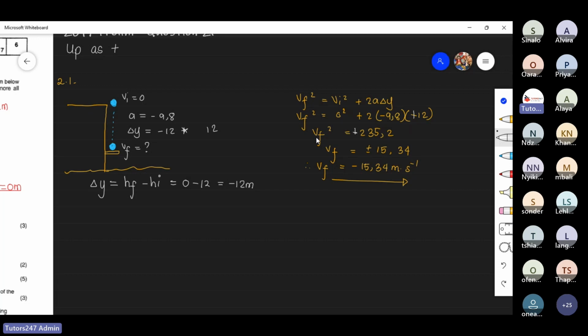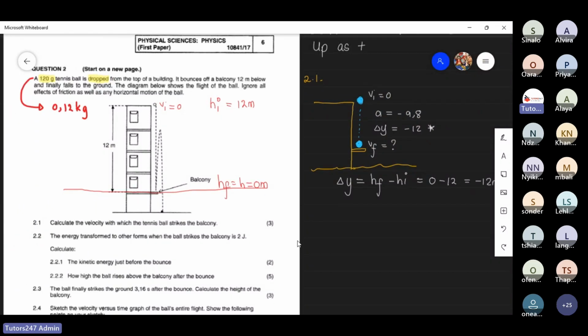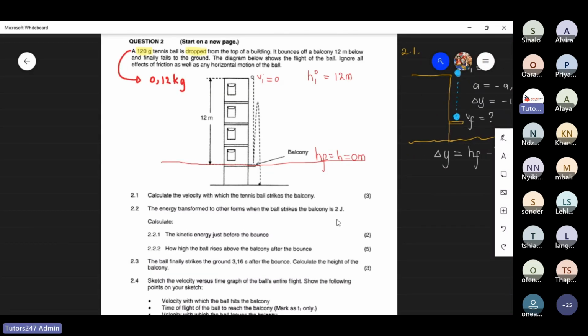But I would recommend taking a step back before you write your exam, going and learning how to find the displacement within vertical projectile motion. It will make your calculations a lot easier, and it will remove your doubt whenever you are doing questions. So let us move on to the next one. So we've got question 2.2. The energy transformed to other forms when the ball strikes the balcony is 2 joules. So when this object hits the balcony, 2 joules of energy is dissipated into the surroundings.